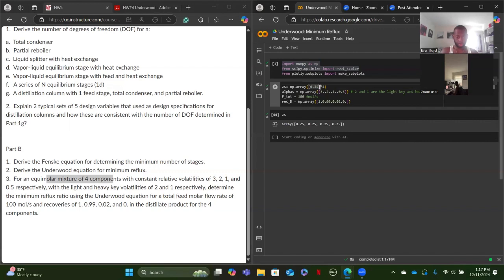And we have constant relative volatilities. So our alphas are 3, 2, 1, and 0.5, with 2 and 1 being our light key and heavy key in this instance. And then our total feed molar flow rate is 100 moles per second. And then our recovery in the distillate, our mole fractions for the distillate recovery, is 1, 0.99, 0.02, and then 0. Okay.